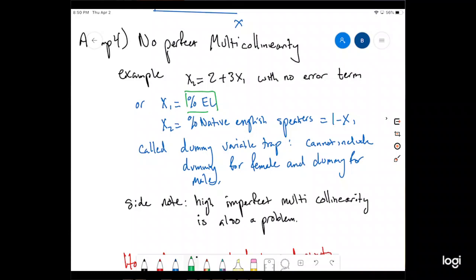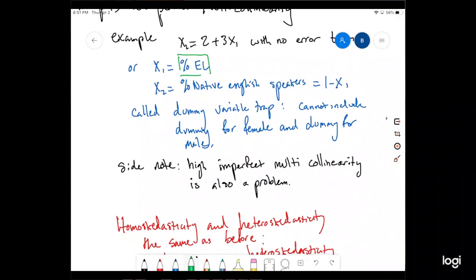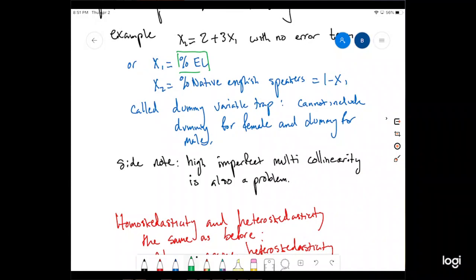Another example of this is if we have x1 equal to 1 for males and 0 for females, and we define x2 as the opposite: x2 would be equal to 1 for females and 0 for males. Then they're just perfect functions of one another, and you can't include both of them in the model. You can only include one. In other words, you cannot include a dummy for male and a dummy for female in the model. This is called the dummy variable trap. If you try to do this, your statistical package will drop one of the variables automatically.